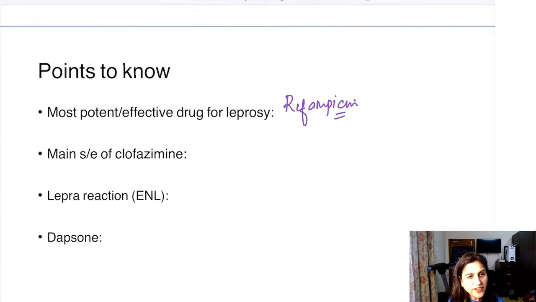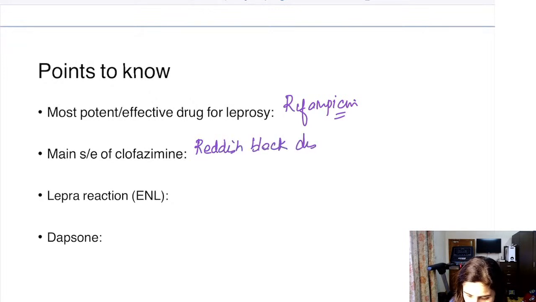The main side effect of clofazimine seen is the reddish-black discoloration of skin and the body secretions.